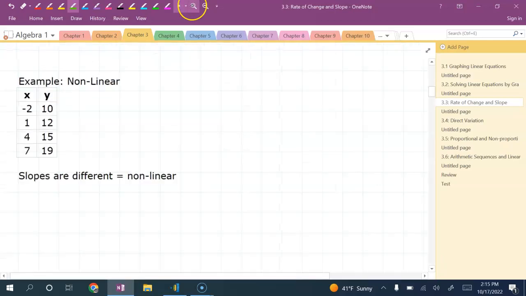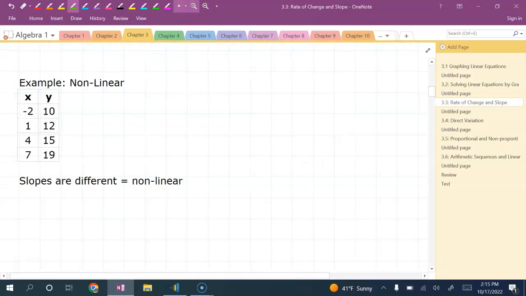So they're giving me a table once again, but if I look at my values, for my x's I go from -2 to 1, 1 to 4, 4 to 7. All of these are still consistent in that we're adding 3. But my y's are not going to have that happen.